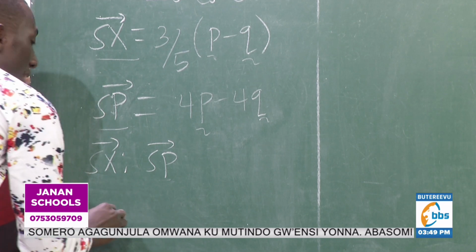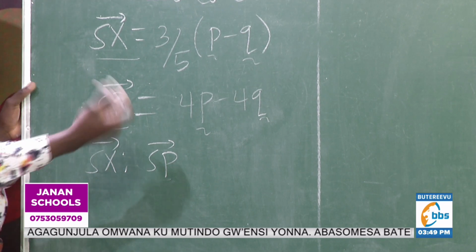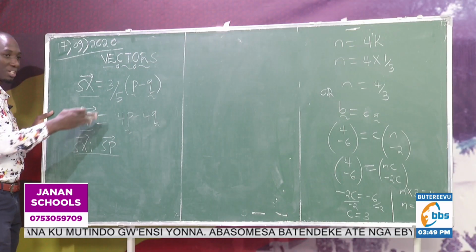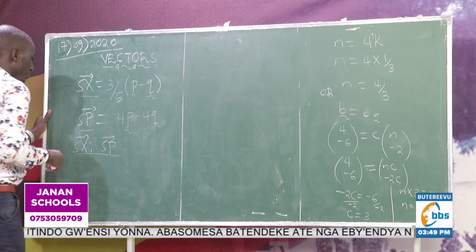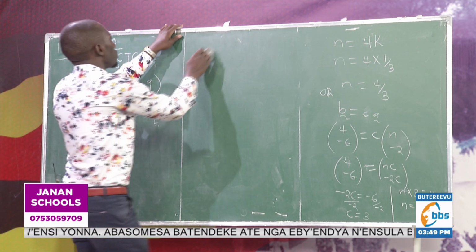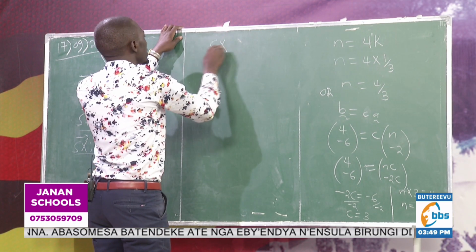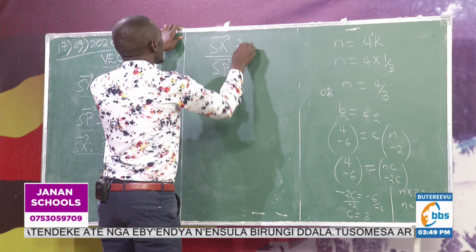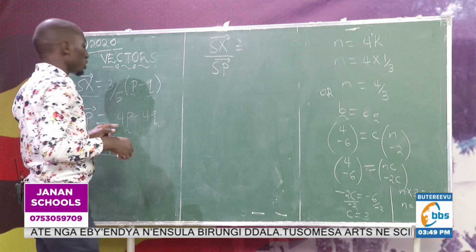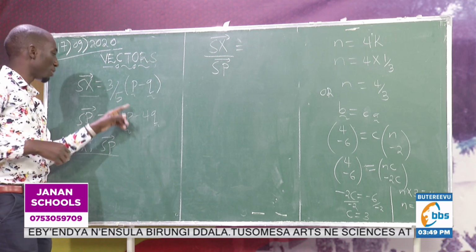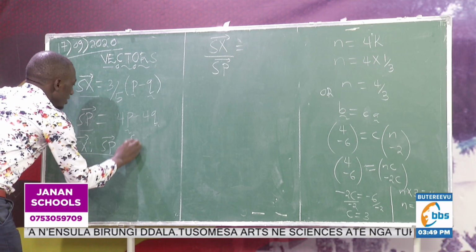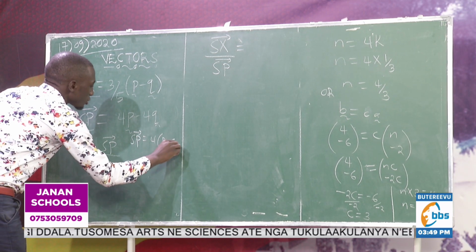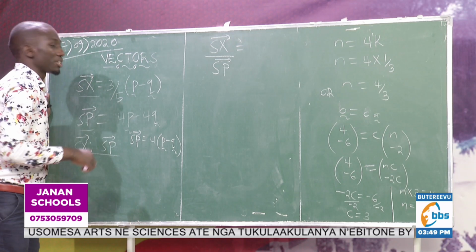Because they're saying, hence find the ratio of Sx to Xp. I can also divide like this. I divide Sx by Sp. So we'll be having Sx divided by Sp. But I first want to rewrite this Sp to make it 4. So this Sp is the same thing as 4 into p minus q. So dividing here will be very easy for me.